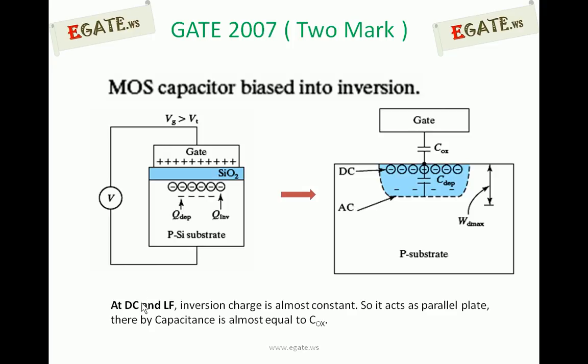So at DC and low frequencies, the inversion charge is almost constant, so it acts as a parallel plate. That inversion charge acting as a parallel plate makes the capacitance almost equal to COX.